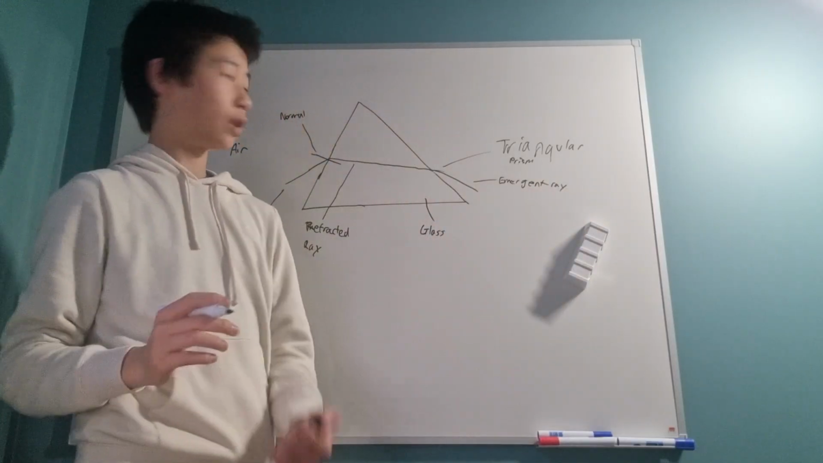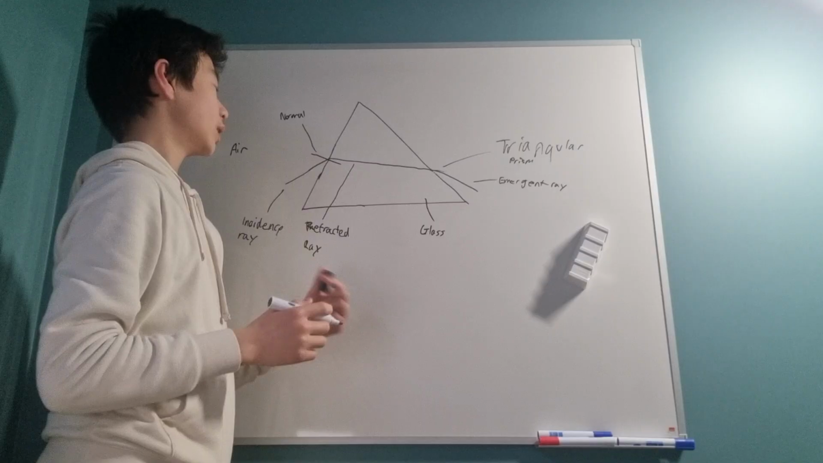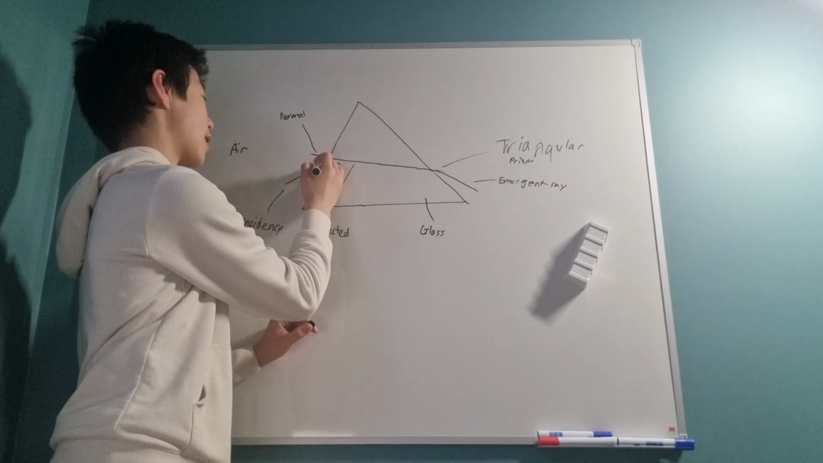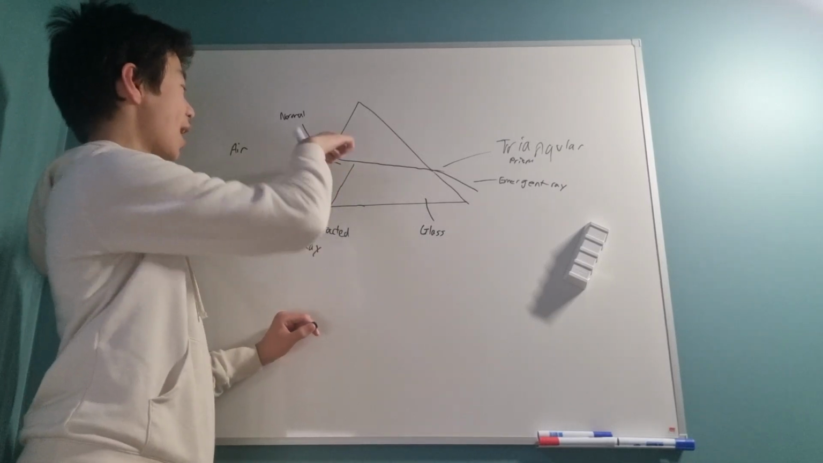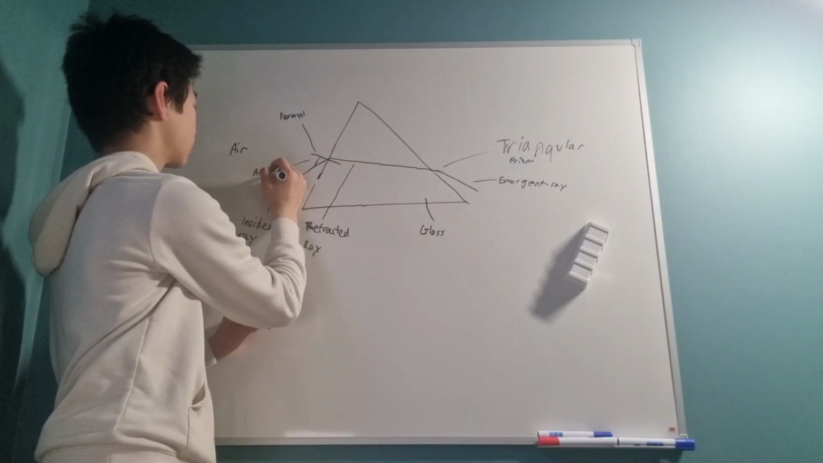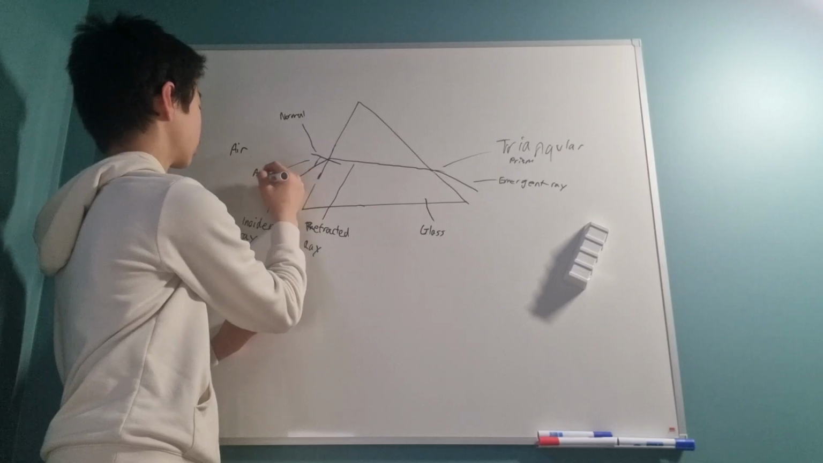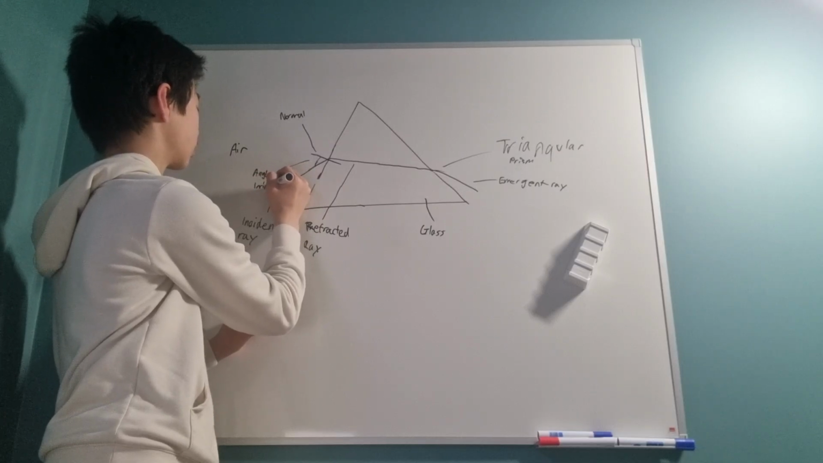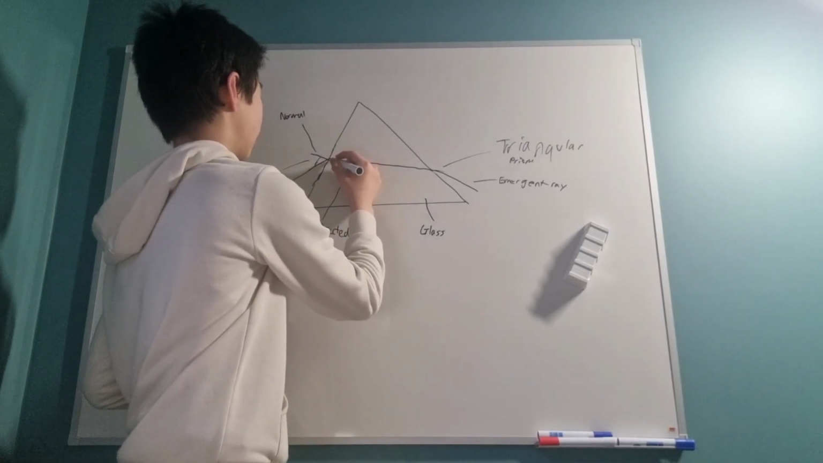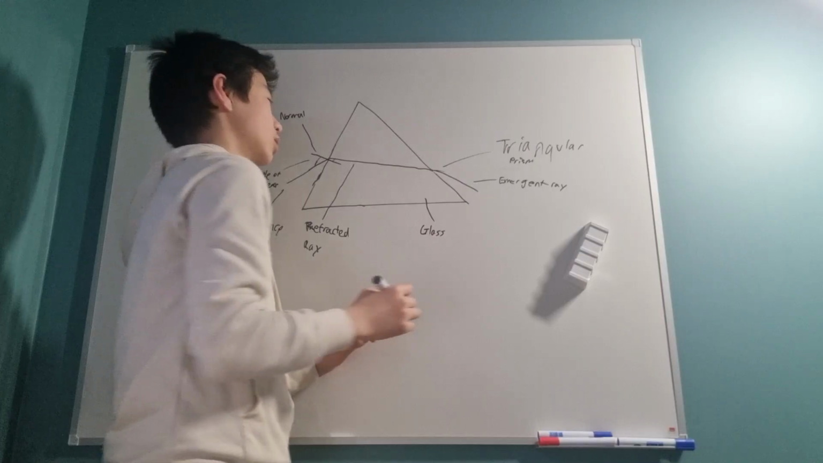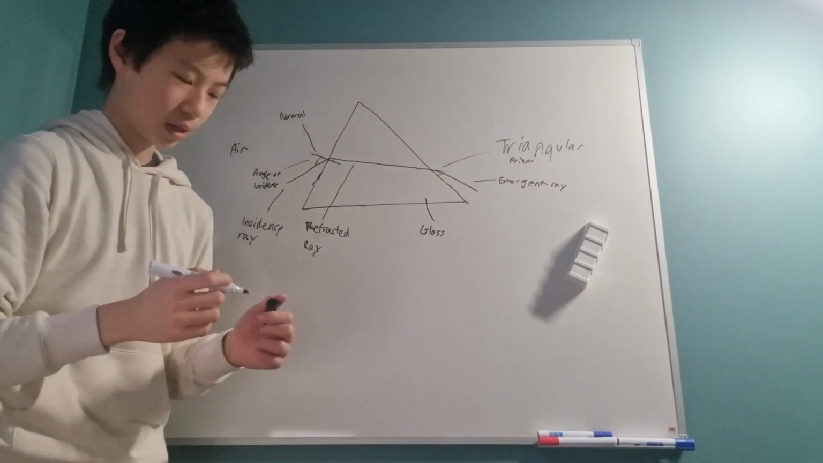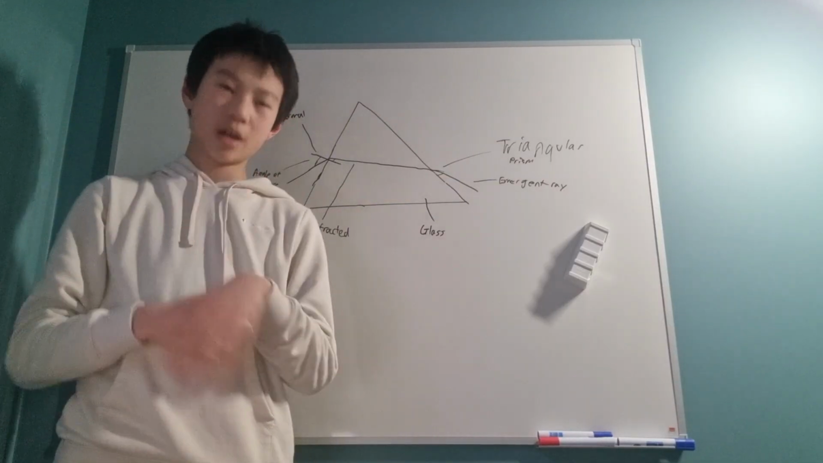Now we can form some angles. Firstly, we can form the angle of incidence. This is the angle formed by the incidence ray and the normal. Then we have the angle of refraction. However, this one is not that important. And we also have the angle of emergence, but this is also not important.